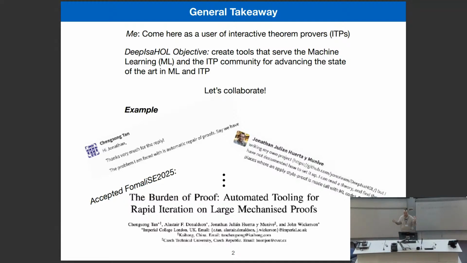An example that recently happened was Cheng Song Tan, a collaborator of mine. He was having trouble with Isabelle, and he just said, can you help me with this automatic repair of proofs? I was pointing him to other tools, but eventually he looked at my libraries and he decided, let's work together. And then 4 months later, we had this paper accepted. So if you have any interest in working with Isabelle, please contact me.